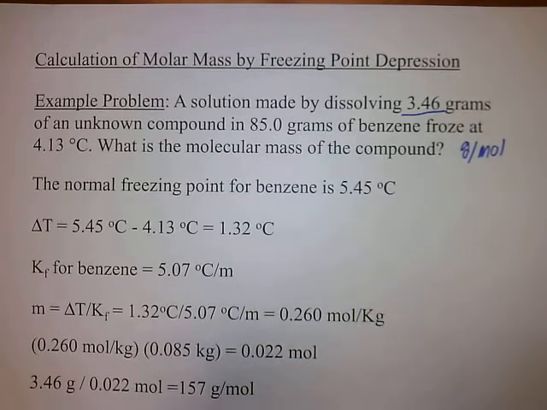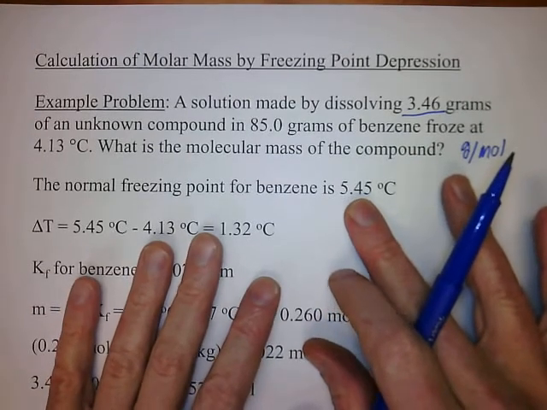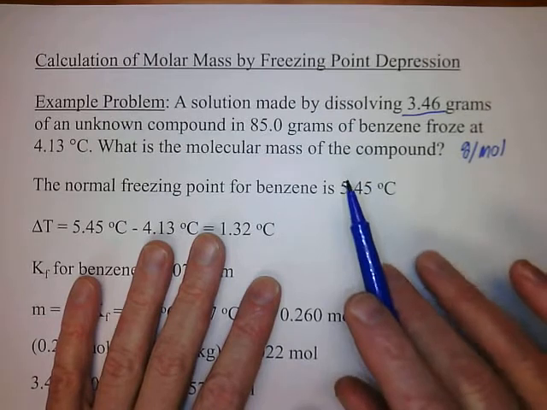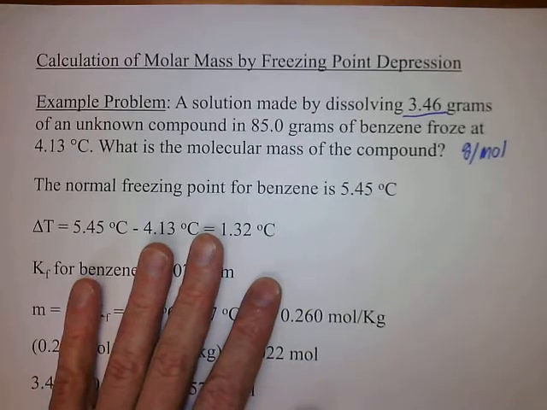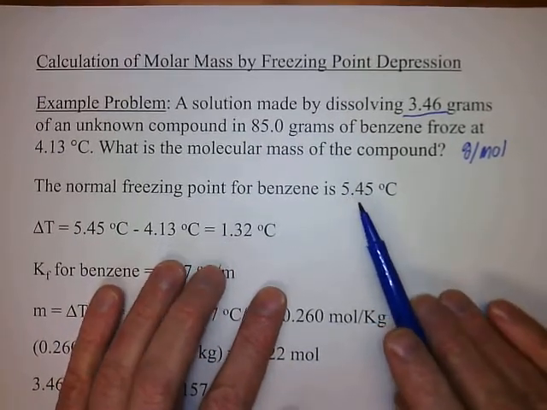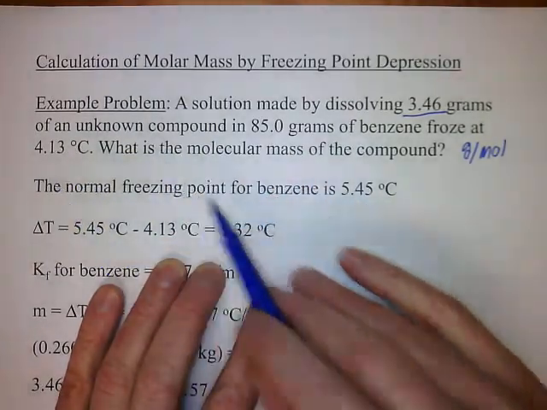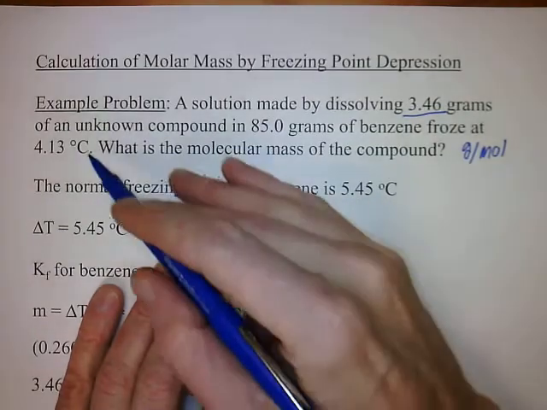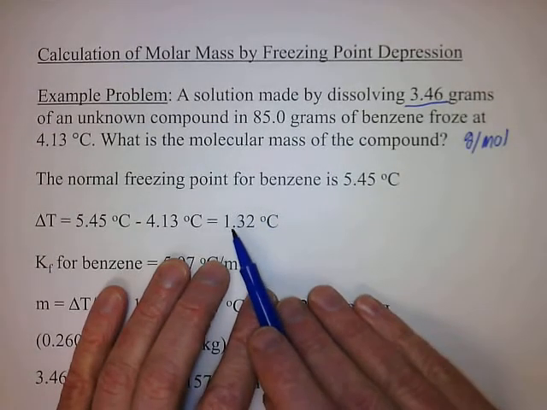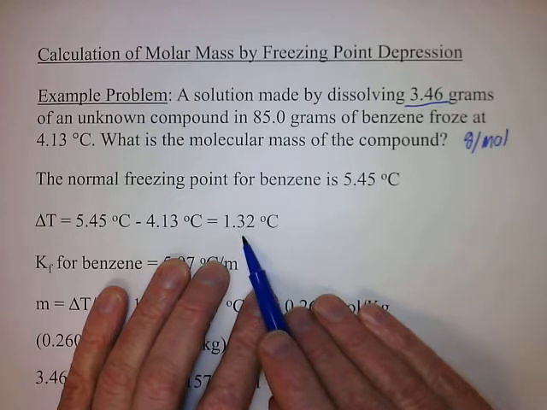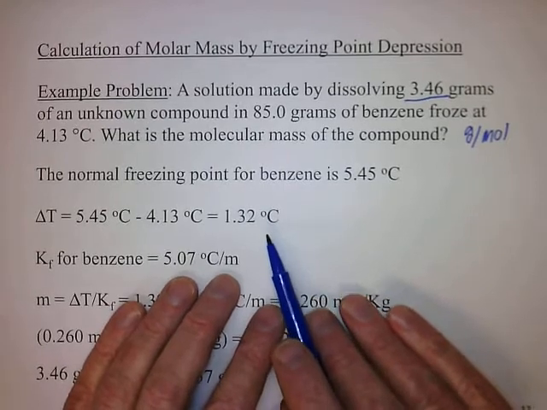Okay, so one thing you need to know is the normal freezing point of benzene. You'd have to look that up, or it would be given to you. It's 5.45 degrees Celsius. So the first thing we're going to do is calculate our change, right? You can see where the freezing point was depressed. Benzene normally freezes at 5.45. Here it froze at 4.13. So by how much did we depress the freezing point? 1.32 degrees Celsius.